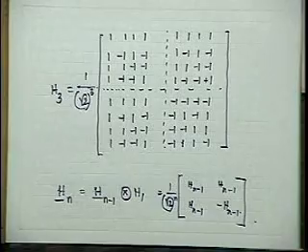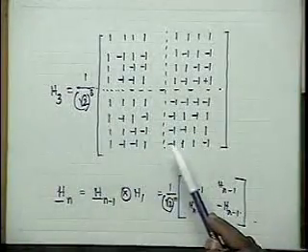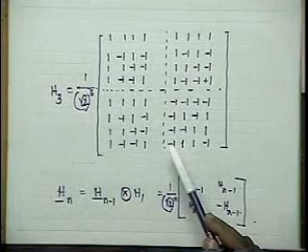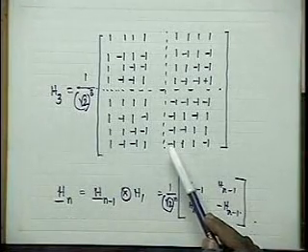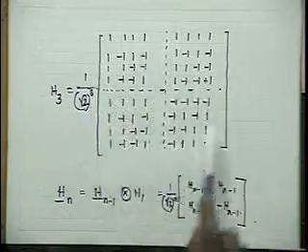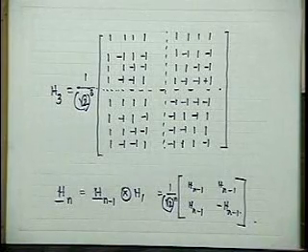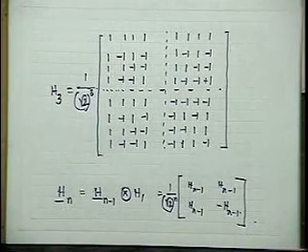Now we will take this Hadamard matrix of order 3 in the next class, and we will see some further interesting things related to this matrix. All right. Any questions? Thank you.